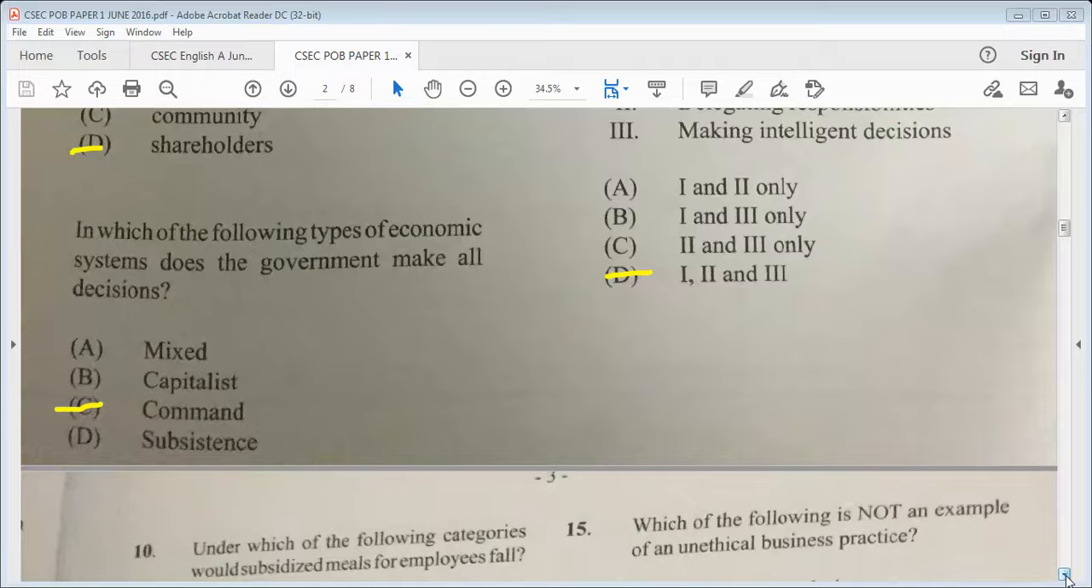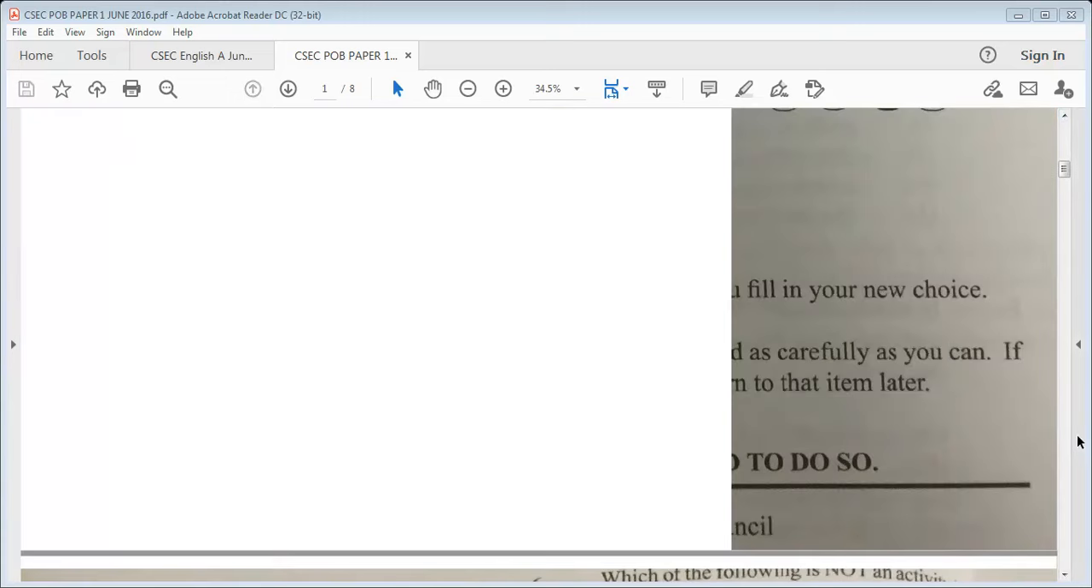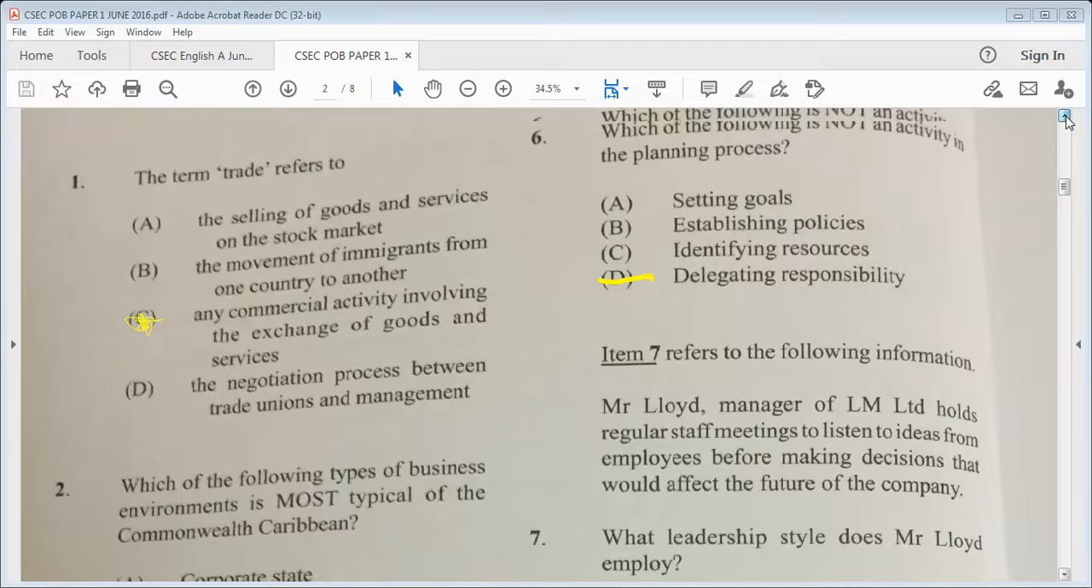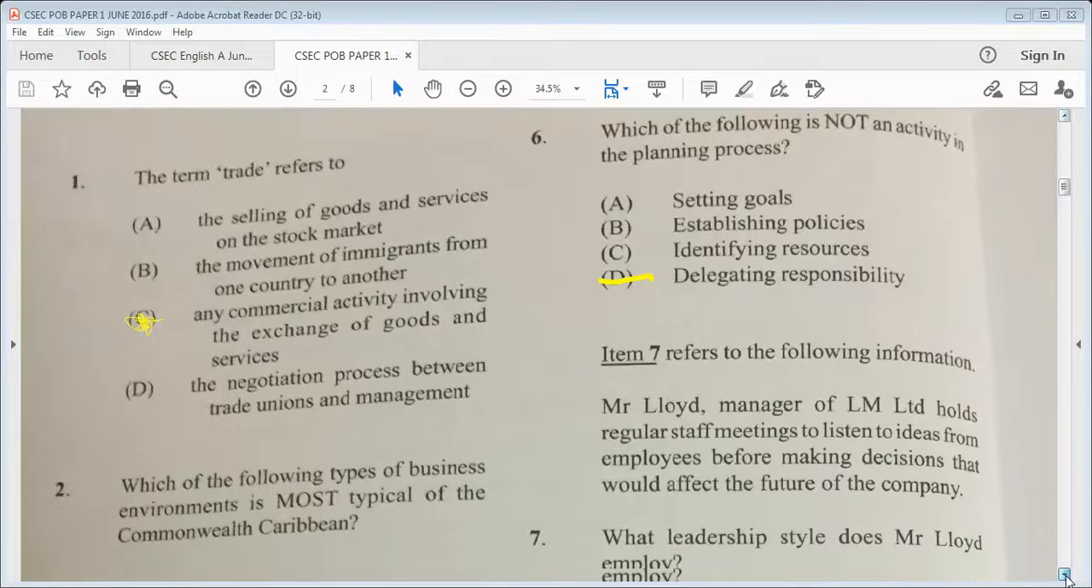Let's go on to number 5. In which of the following types of economic systems does the government make all decisions? We know it is C. Command. Let's go on to number 6. Number 6 says, which of the following is not an activity in the planning process? D. Delegating responsibility.